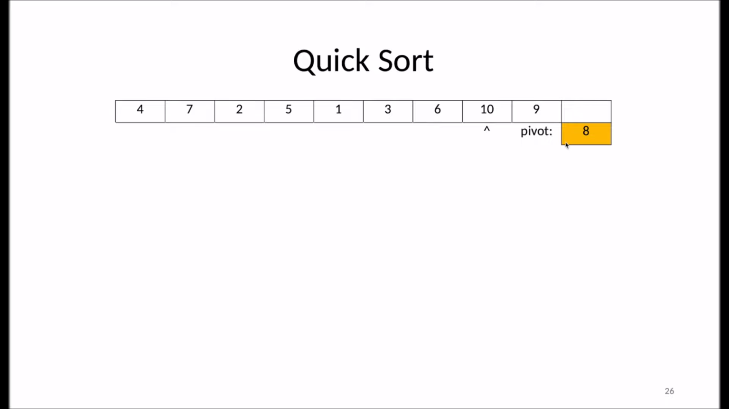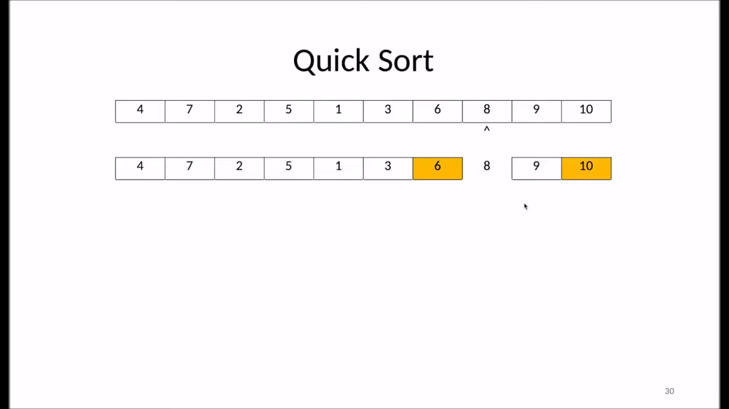Now I swap the pivot element with the element where the marker is. Next I break it down into two subarrays. Again, I pick a pivot element for both subarrays. I iterate over the other elements in the array and determine which ones are smaller than the pivot element. Let's see how this works for 4.